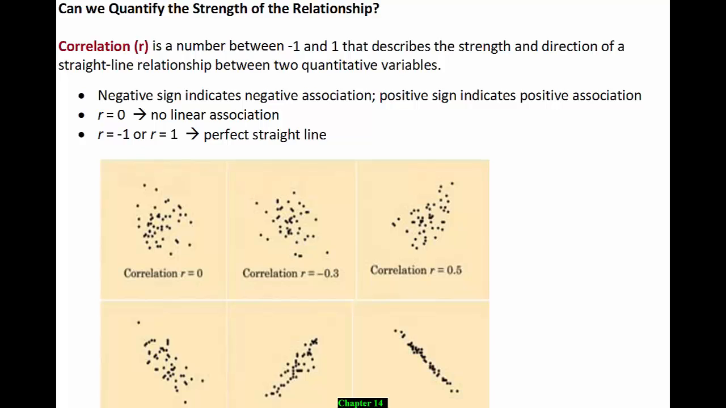The correlation is going to be a way we can quantify this relationship and put a number on its strength. Correlation, denoted by lowercase r, is a number between -1 and 1 that describes the strength and direction of a straight line relationship between two quantitative variables. A negative sign indicates a negative association, and a positive sign indicates a positive association. If the correlation is 0, there is no linear association. If it's perfectly +1 or -1, it's a perfect straight line.